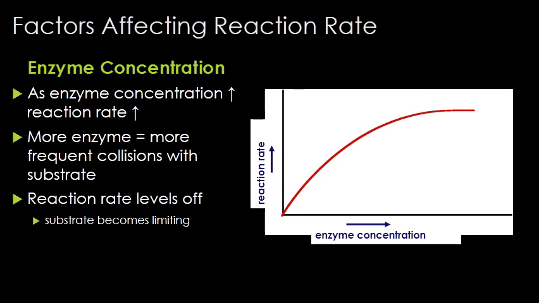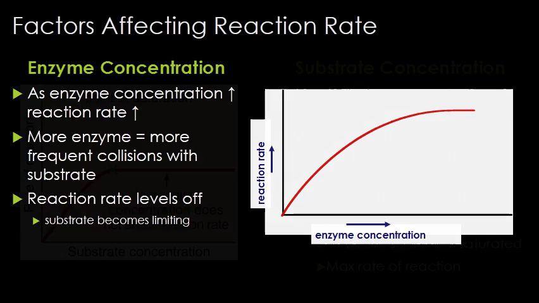There are many factors that affect reaction rate. The first one is enzyme concentration. So as you can see in the graph, as concentration goes up, reaction rate goes up, but it begins to level. It levels because you run out of substrate. Now, the reason why reaction rate goes up is because with more enzymes, you have more frequent collisions, therefore you have more frequent changes, because chemical reactions at their most basic level are just collisions.